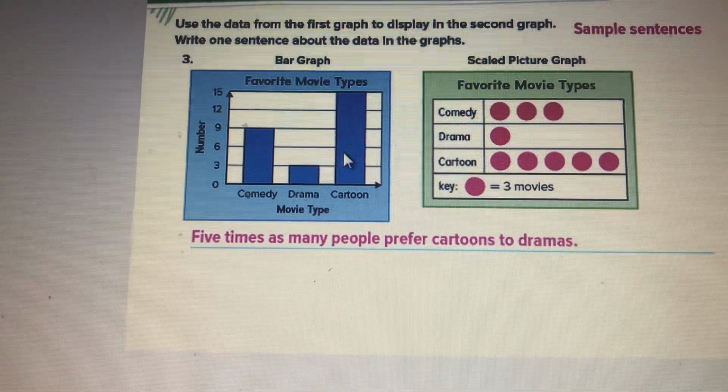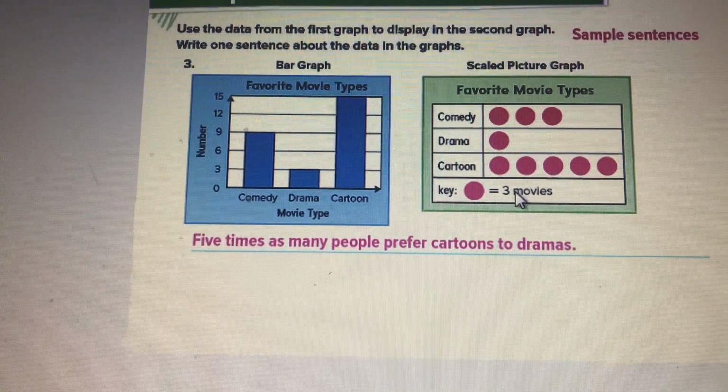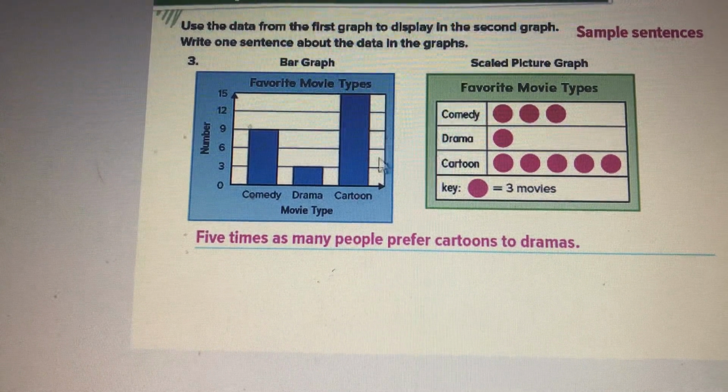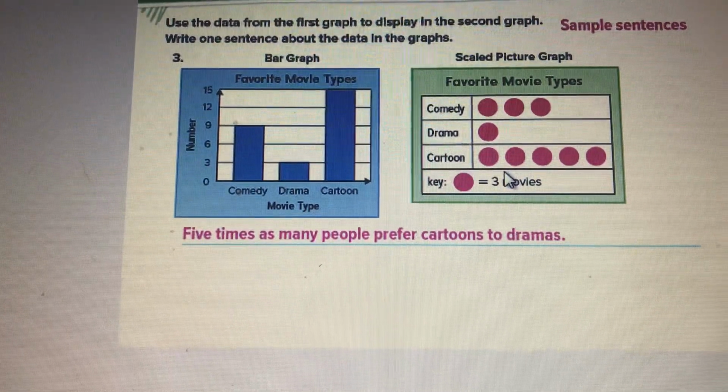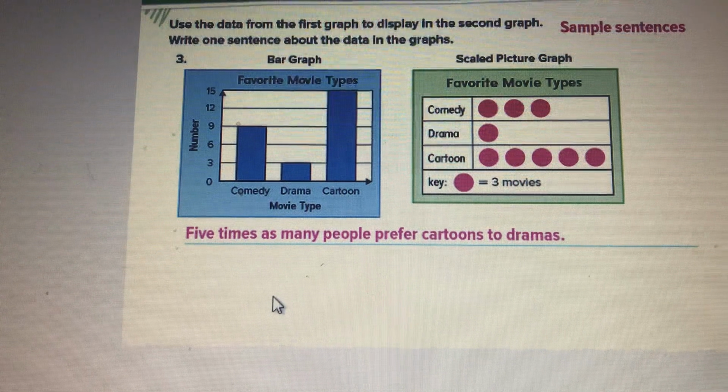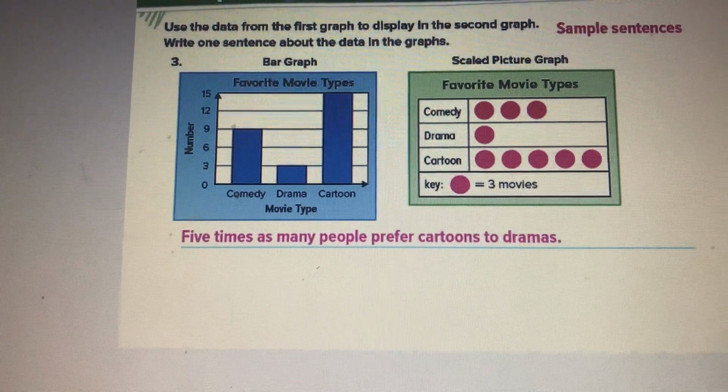Okay, so we had 9 comedies, so they did, if each one is 3, 3, 6, 9. 3 dramas right here, 1 because it represents 3, and then cartoons we went all the way up to 15, and then if you know your multiplication facts, that would be 5 circles. So 5 times as many people prefer cartoons to dramas.